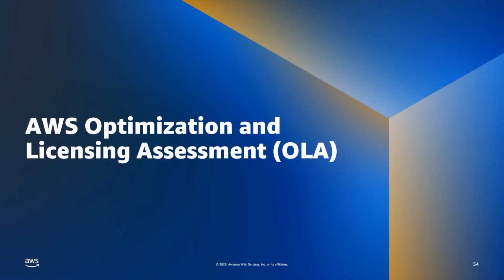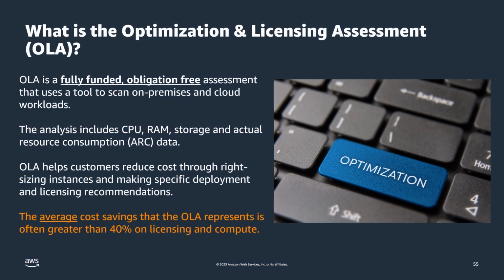Now let's talk about the optimization and licensing assessment, which we often refer to as OLA. The optimization and licensing assessment is a fully funded, obligation-free assessment that uses a tool to scan on-prem and cloud workloads. This analysis includes CPU, RAM, storage, and actual resource consumption data. And it helps customers reduce costs through right-sizing their instances and making specific deployment and licensing recommendations.